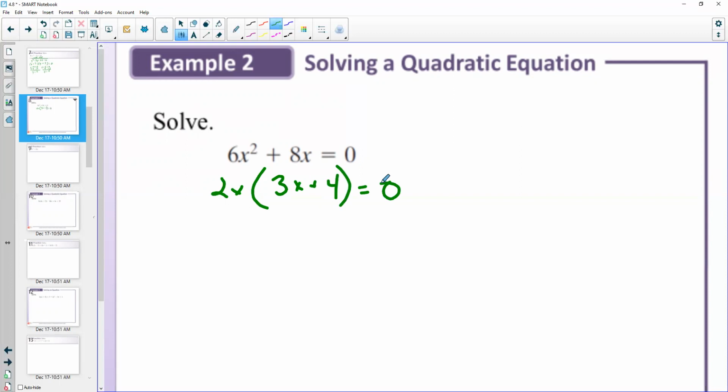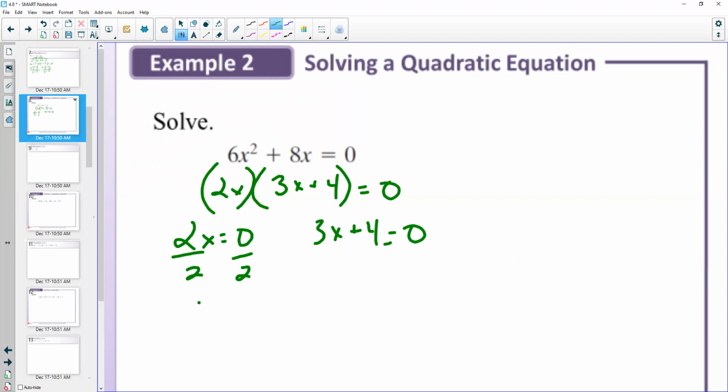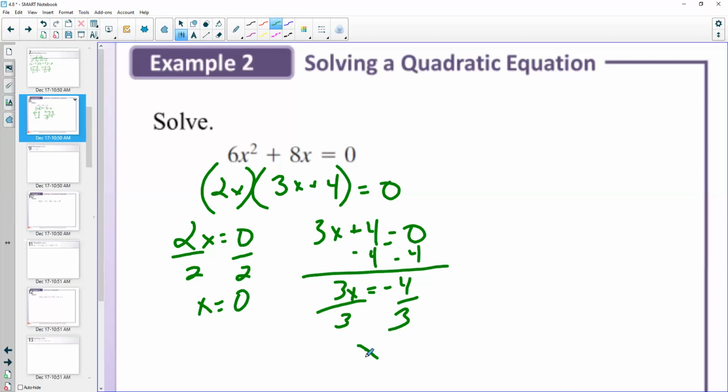Well, here's the lovely part about this. Now I have two products, right, equal to 0. Now I can set them equal to 0. I don't have to do anything else. So here I am using the zero product rule. Here I'm going to divide by 2. 0 divided by 2 is just 0. Here, I'm going to subtract the 4. I get 3x equals negative 4, divided by 3. X equals negative 4/3. It's finished. That's it. Okay, when you see something like this, don't let it panic you. It's not the end of the world.